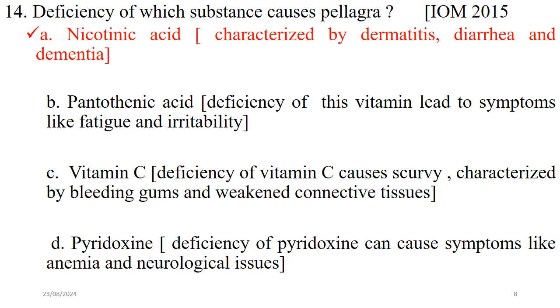disease in the brain. And option B, pantothenic acid, is incorrect because deficiency of pantothenic acid leads to symptoms like fatigue and irritability. Whereas option C, vitamin C, is also incorrect because vitamin C deficiency causes scurvy, characterized by bleeding in gums and weakened connective tissues. And option D, pyridoxine, is also incorrect because deficiency of pyridoxine can cause symptoms like anemia and neurological issues but not pellagra.